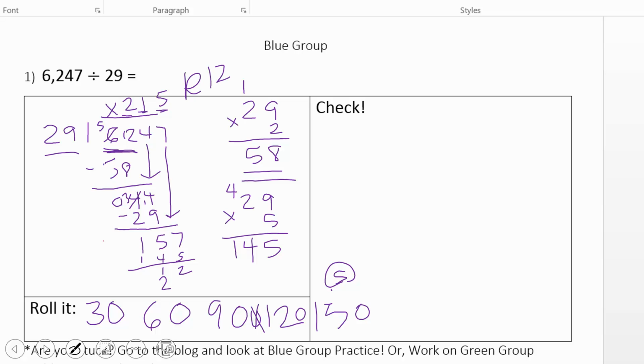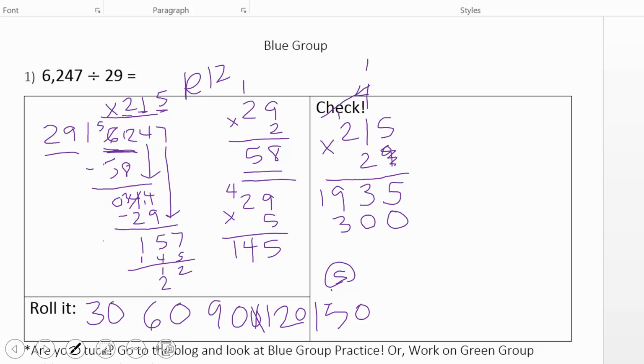Now remember, we definitely need to check our answers. So to check our answers, we'll multiply our quotient, which is 215, times our divisor, which is 29. Let's see, 9 times 1 is 9, plus 4 is 13. Carry the 1. 9 times 2 is 18, plus 1 is 19. Clean the house. Make Mama happy. 2 times 5 is 10. Carry the 1. Let's see here. 2 times 1 is 2, plus 1 is 3, and 2 times 2 is 4.